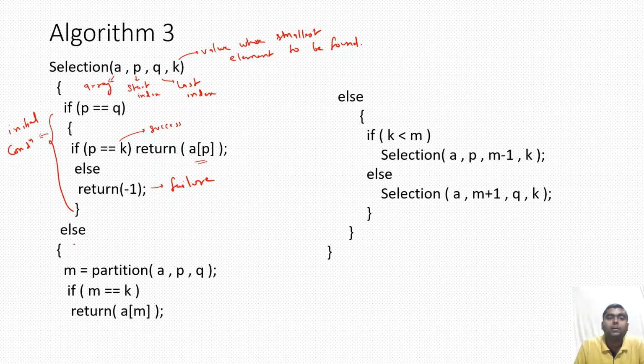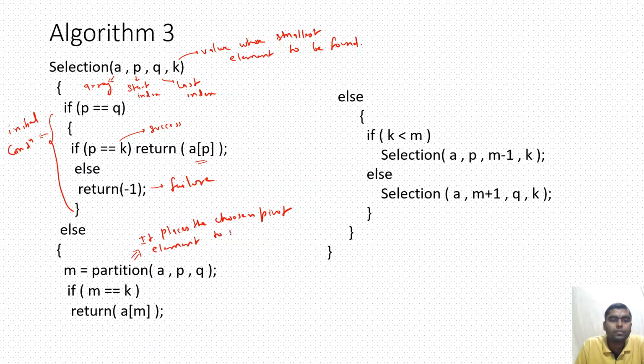Now let us take the case where the problem is big enough. So if the problem is big, then we apply the partition algorithm on A of p and q. The partition algorithm places the chosen pivot element at its correct place. We know what the correct place is: the pivot element that was chosen is stored at its correct place, and it returns its index. Whatever lesser values are on the left side of that placed pivot element, and the larger values are on the right side of that particular pivot.